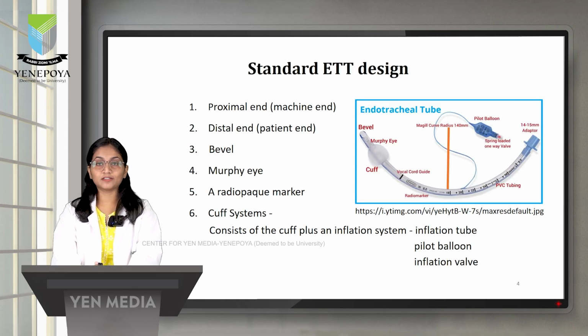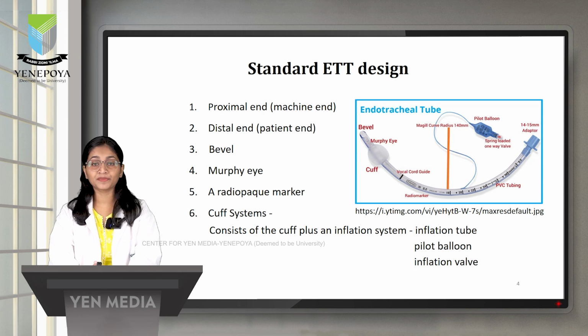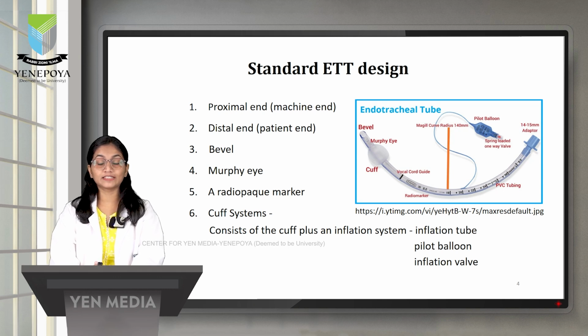So this is a diagram of the endotracheal tube which shows the various parts of an endotracheal tube. First is the proximal end, also known as the machine end. This part of the endotracheal tube is connected to the anesthesia machine through the breathing circuits. Therefore, it is also known as the machine end. Then we have the distal end, also known as the patient end. The distal end is inserted into the airway of the patient and therefore it is known as the patient end.